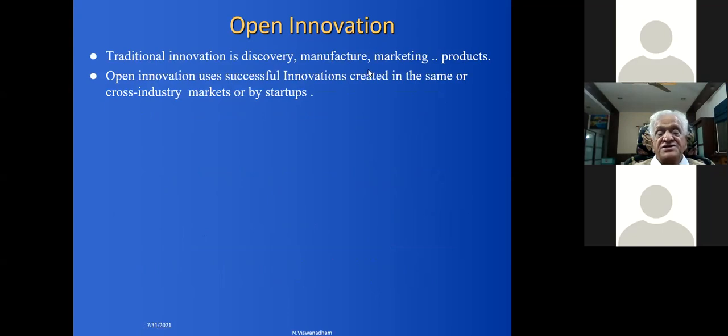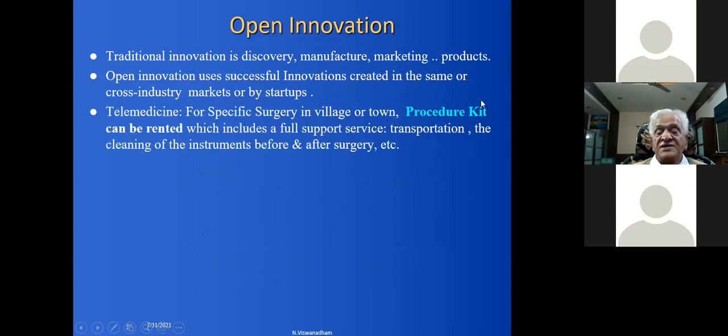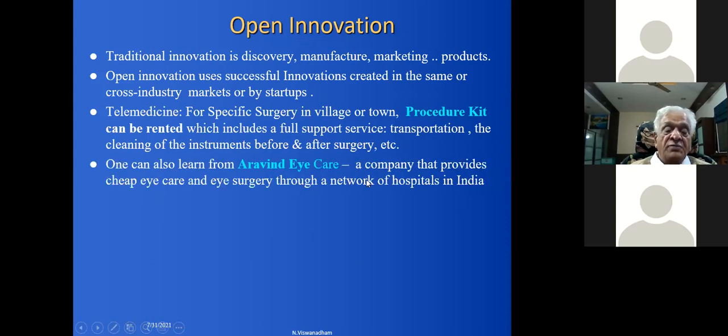So traditional innovation is discovery, manufacturing, marketing, and products. Open innovation uses successful innovations created in the same and cross-industry markets. That is what is needed, innovation. Telemedicine for specific surgery in village towns: procedural kits can be rented. Supposing a surgeon has to go to a village for a tele-surgery, then we can rent this with full support service, transportation, and the cleaning of the instruments before and after surgery. One can also learn from Aravind Eye Hospital, a company that provides cheap eye care and eye surgery through a network of hospitals in India. This basically runs like a platform.